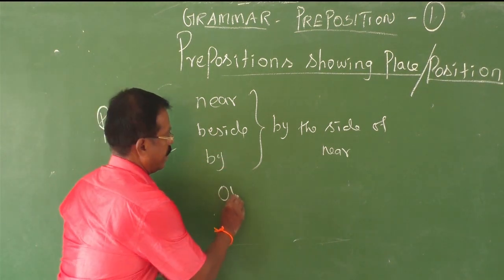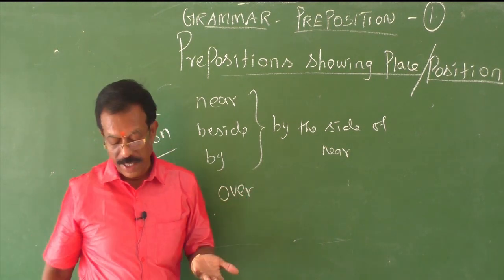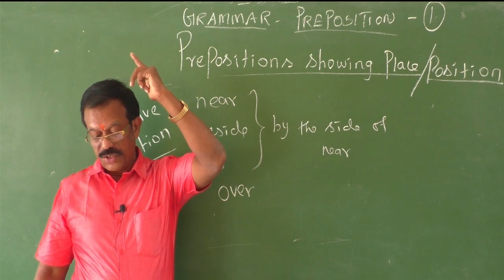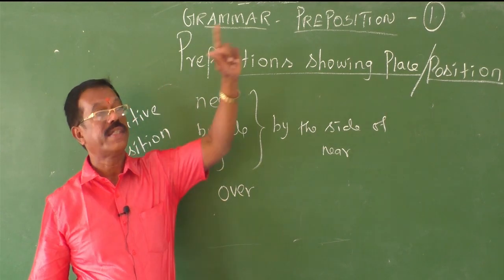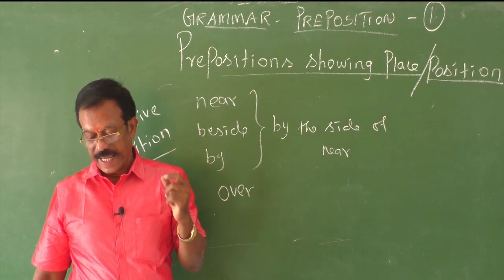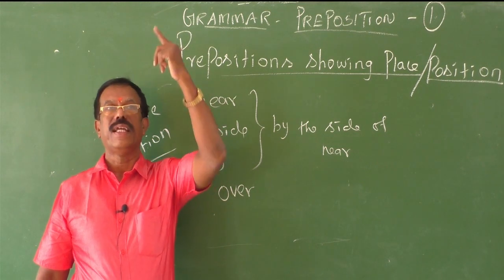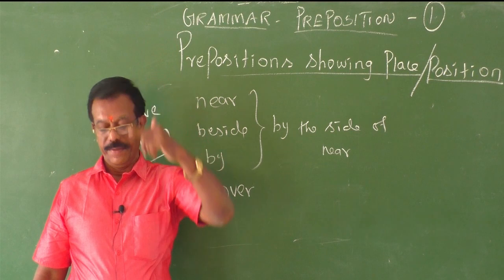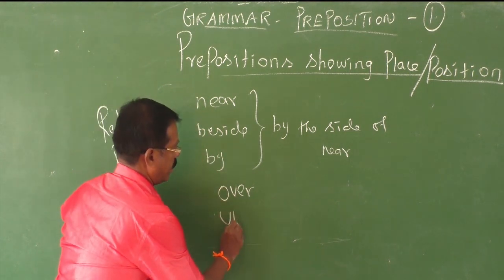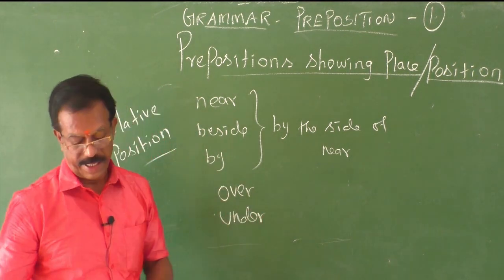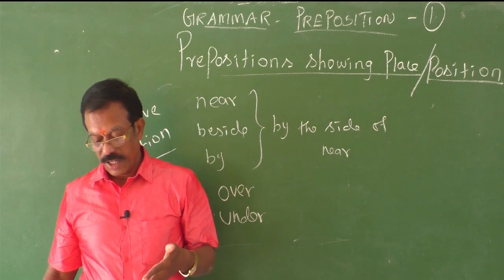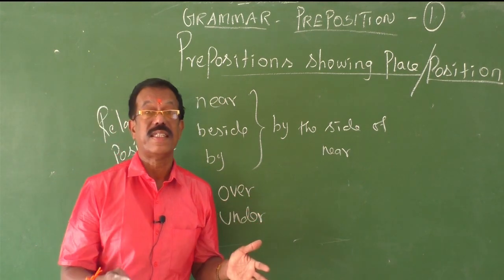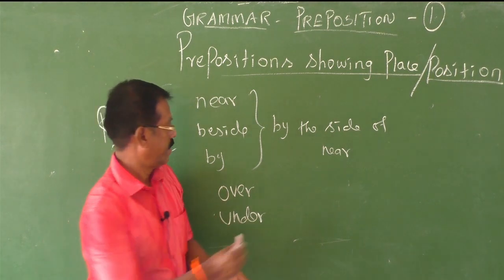Then over, as I explained already, means vertically above. She hung the calendar over the radio. There is a fan over your head. Then under means vertically below. There was a snake under his feet.